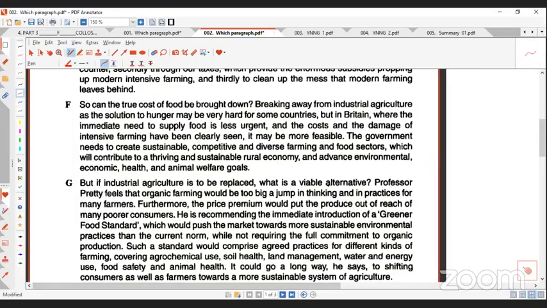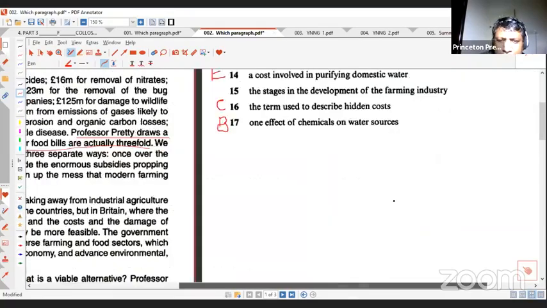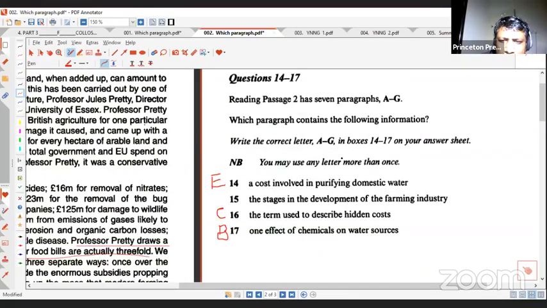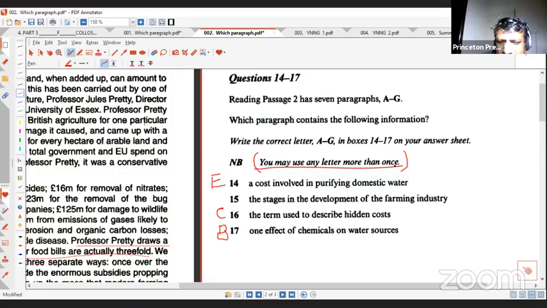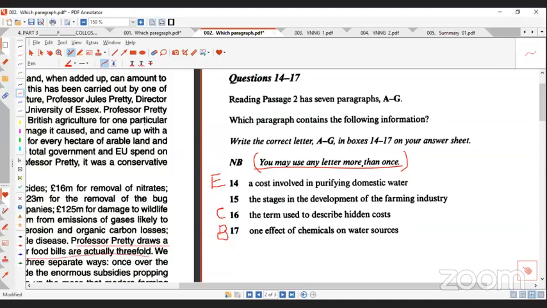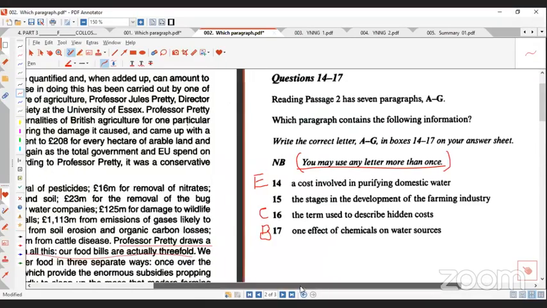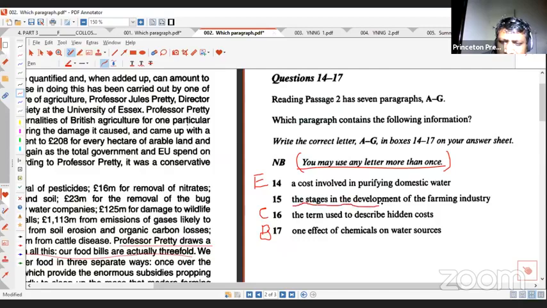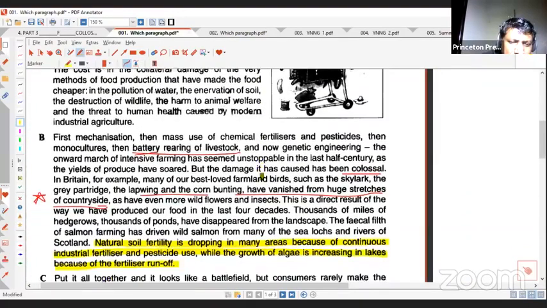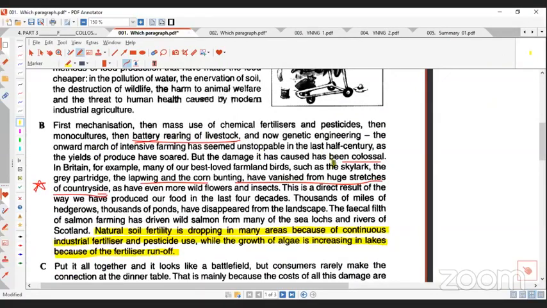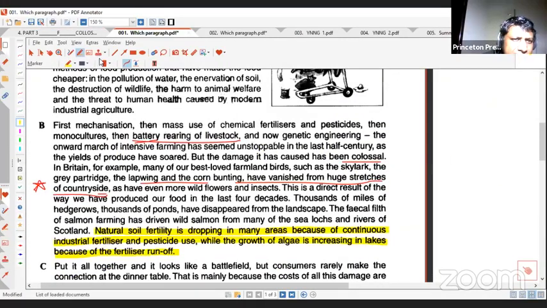Sometimes what happens, you may use two letters more than once. You get my point? So it could be 14. What about 15? Have you read it or have you missed it? Can we read paragraph B again? It's very common. We're looking only for B. We are talking about the stages. This could be a challenge during the exam.